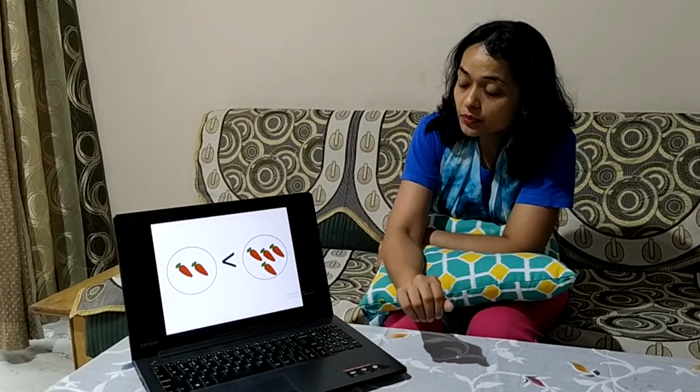Now this is the sign of greater than and lesser than. The number which is greater, that side we should keep open like this. The mouth should be open. So the pointed side shows the lesser number, and where the mouth is open, this side shows the greater number, the bigger number.